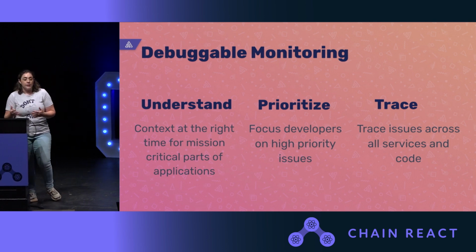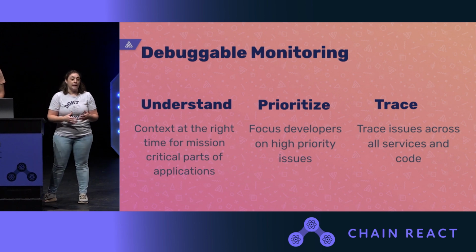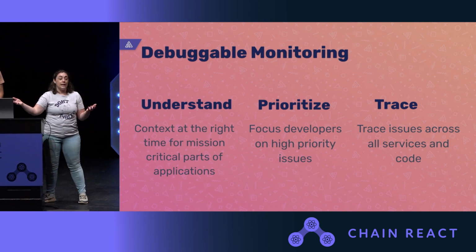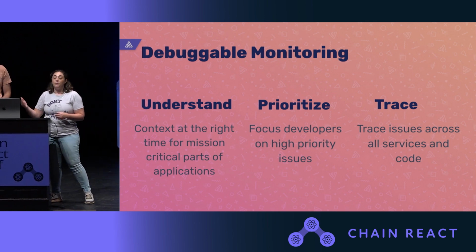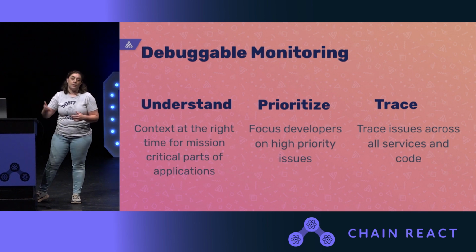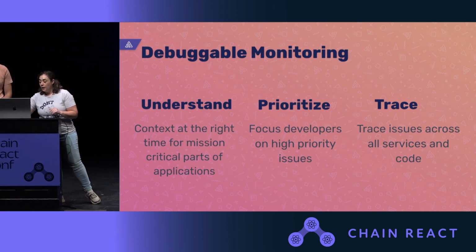So the things that we focus on are understanding, so having enough context right from the beginning: what is the problem, who is it affecting, is this something you should prioritize, or is this something that can wait for the next release? And then being able to trace the issues all the way back down to the code, the database call, the service that you're using, et cetera. So it's just a high-level overview.